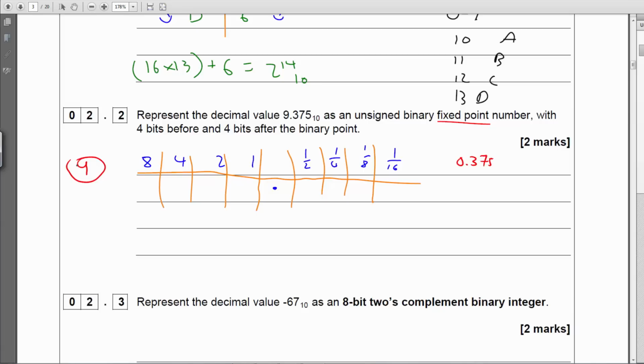So 9 in binary, the way we do this, we go, how many times does 8 go into 9? It goes in once, remainder 1. And so 4 doesn't go into 1, neither does 2, but 1 goes into 1. So this is the binary equivalent of 9.